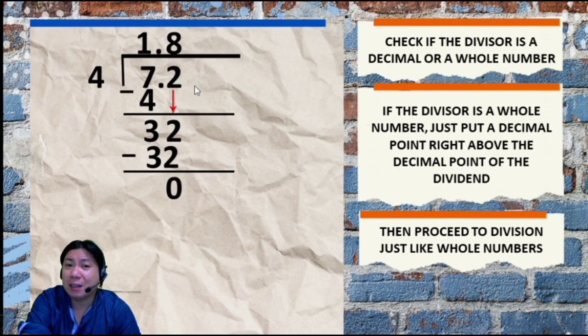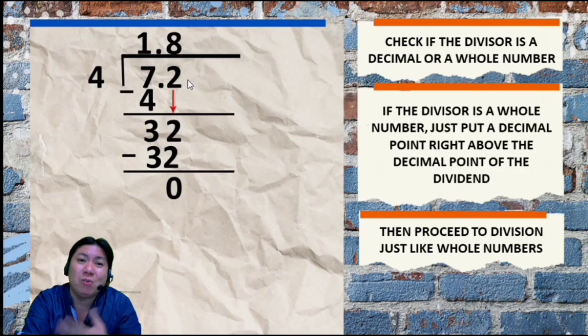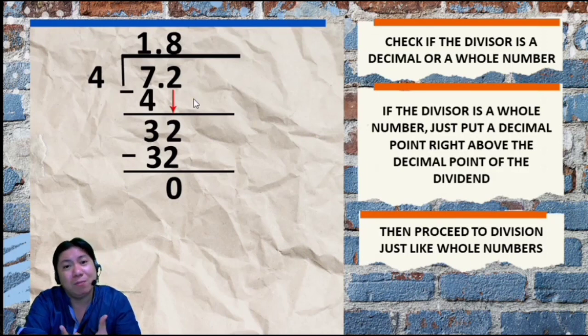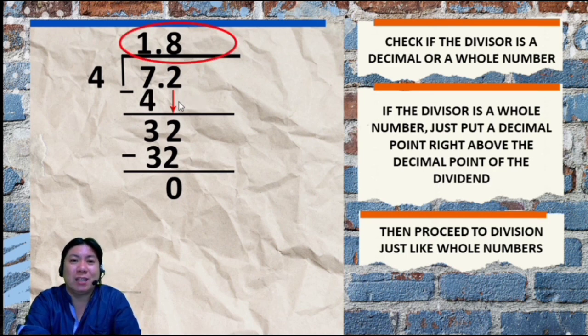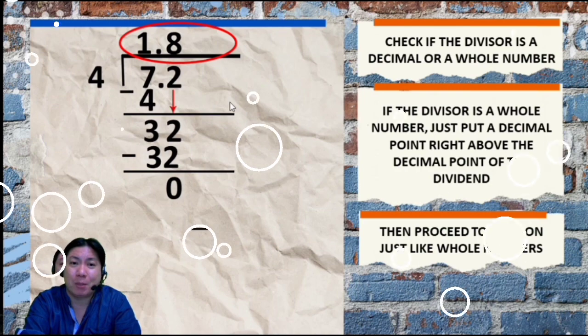Now, tingnan natin kung meron pa ba tayong pwedeng i-bring down o ibabang number. Meron pa ba? Yes. We notice that there is no number left, no, for us to bring down. Therefore, ibig sabihin nun, the process is done. And our quotient is 1 and 8/10. Nasundan nyo ba? Don't worry, meron pa tayong mga susunod na examples.